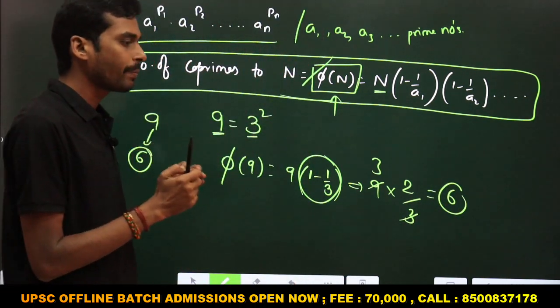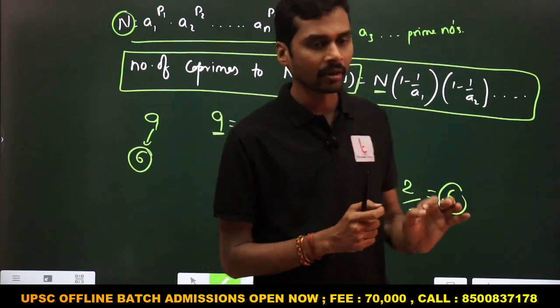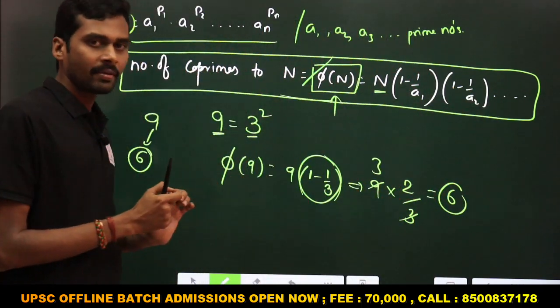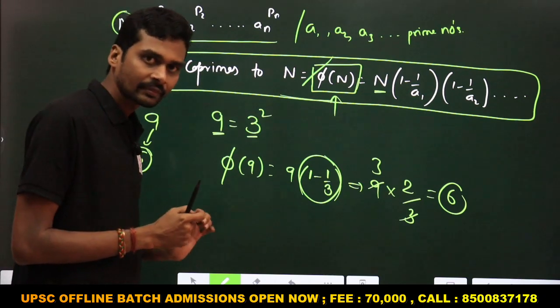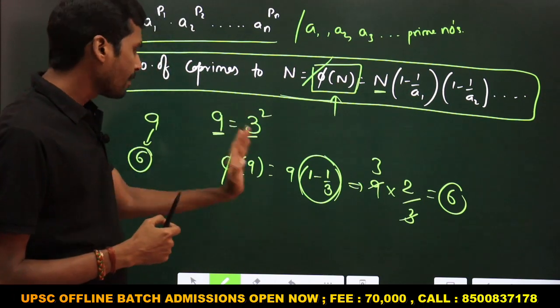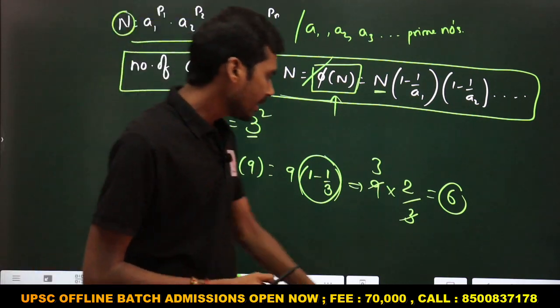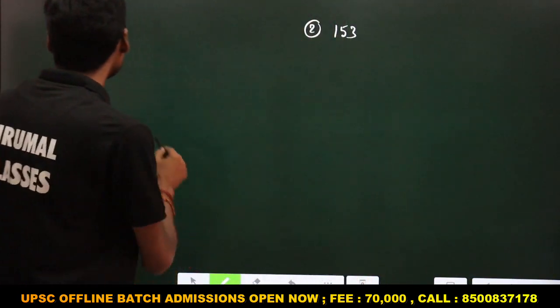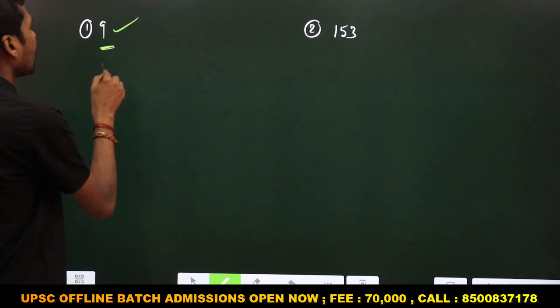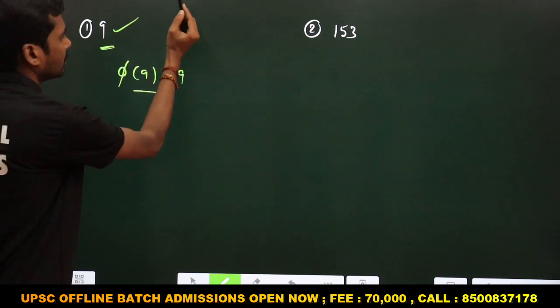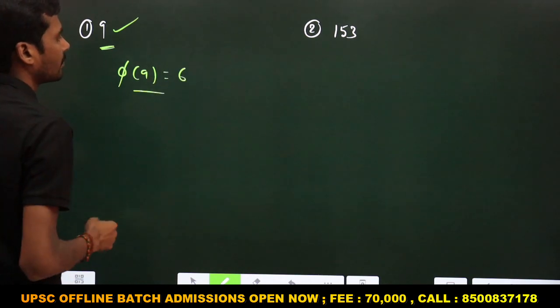So how many coprimes are there to a particular number? Immediately remember this concept. First you write the given number as a product of prime numbers, and later the number into 1 minus 1 by those prime numbers. Okay. Let's look at different numbers. Pi of 9 value is 6. The number of coprimes to the number 9 is 6.